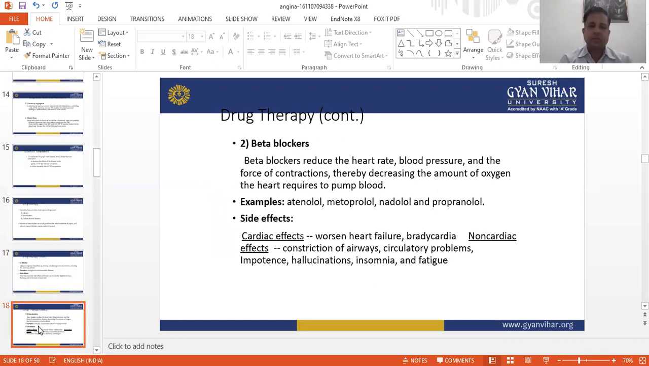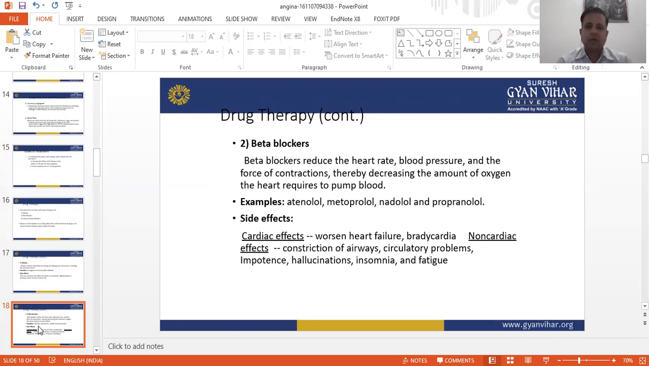Beta blockers. Beta blockers reduce the heart rate, blood pressure, and the force of contractions, thereby decreasing the amount of oxygen the heart requires to pump blood. Examples: atenolol, metoprolol, nadolol, and propranolol. Side effects: cardiac effects, worse heart failure and bradycardia.